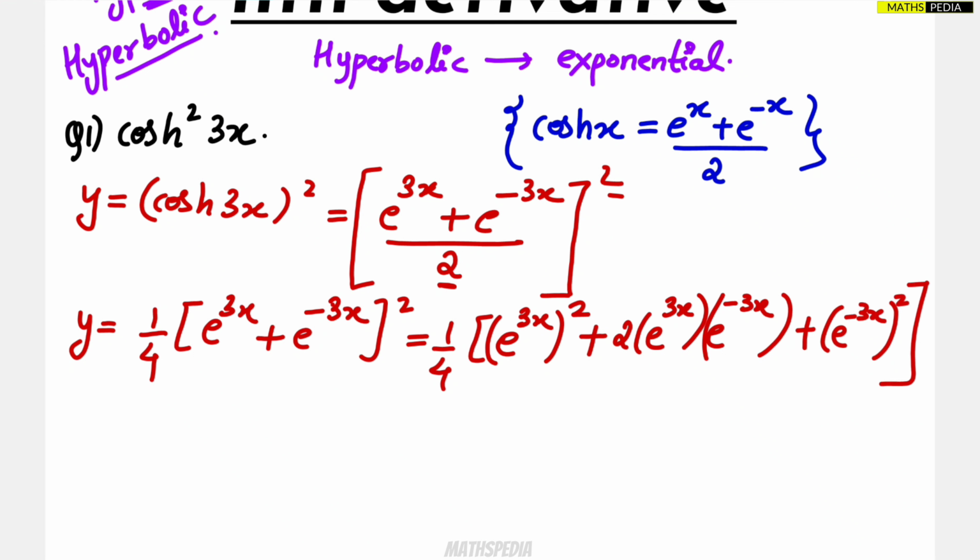Done. I hope you understood this part. See what we have done. This you have to take as a, this you have to take as b. A plus b the whole square we have done. 1 by 4, the inverse, is sitting outside. We have done a square plus 2ab plus b square.